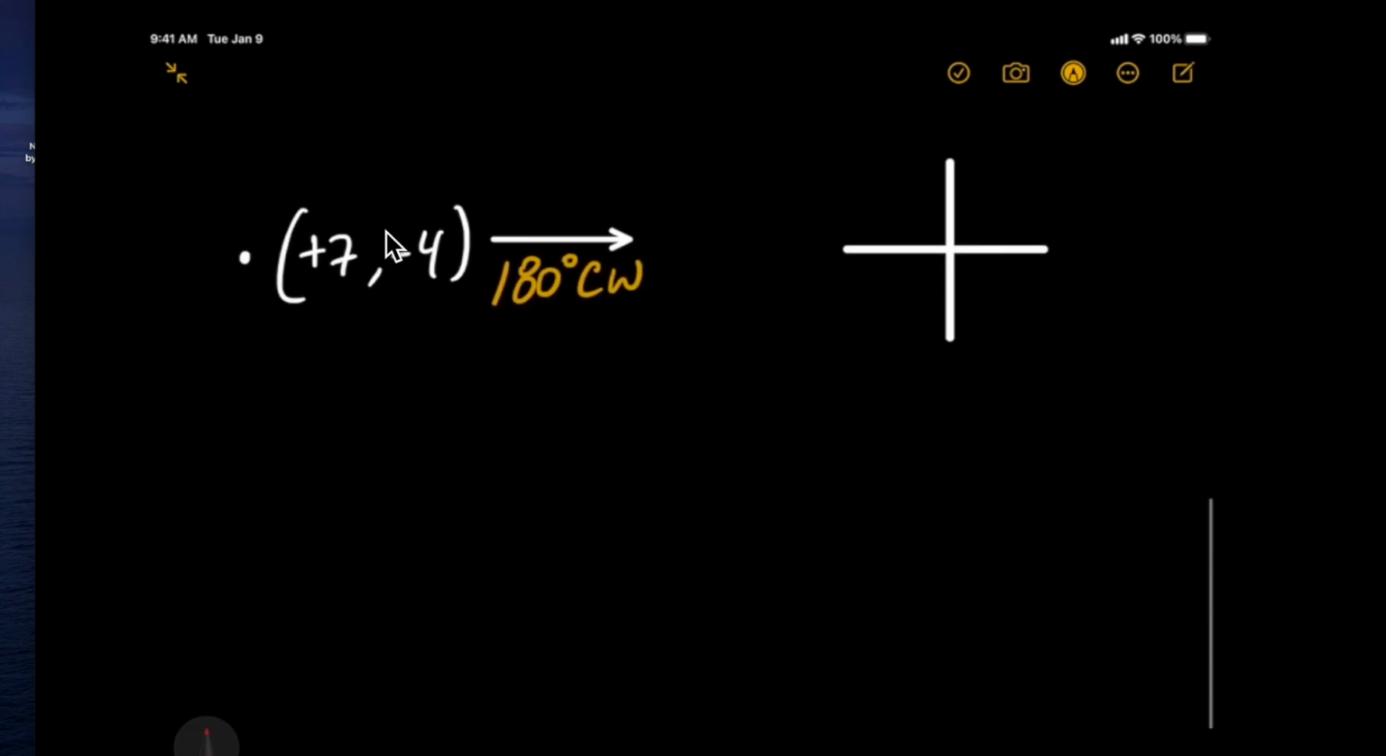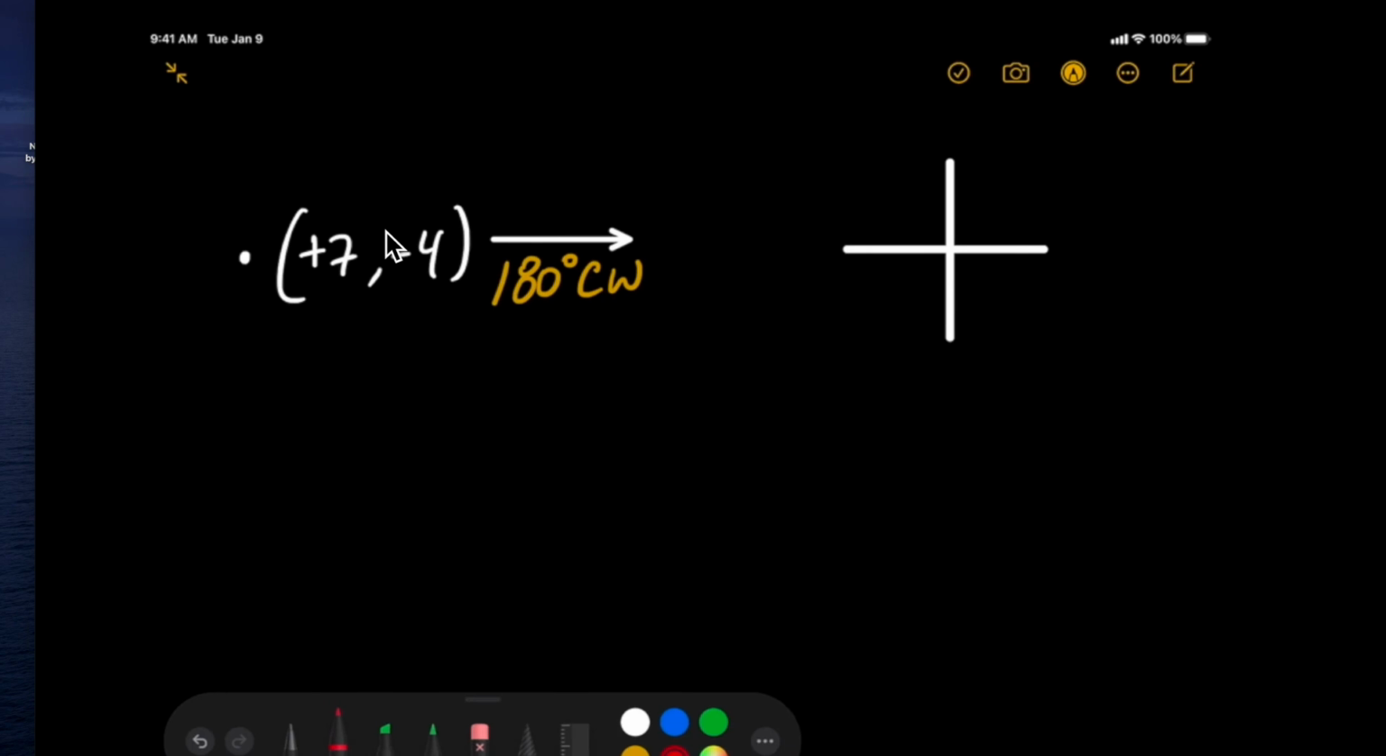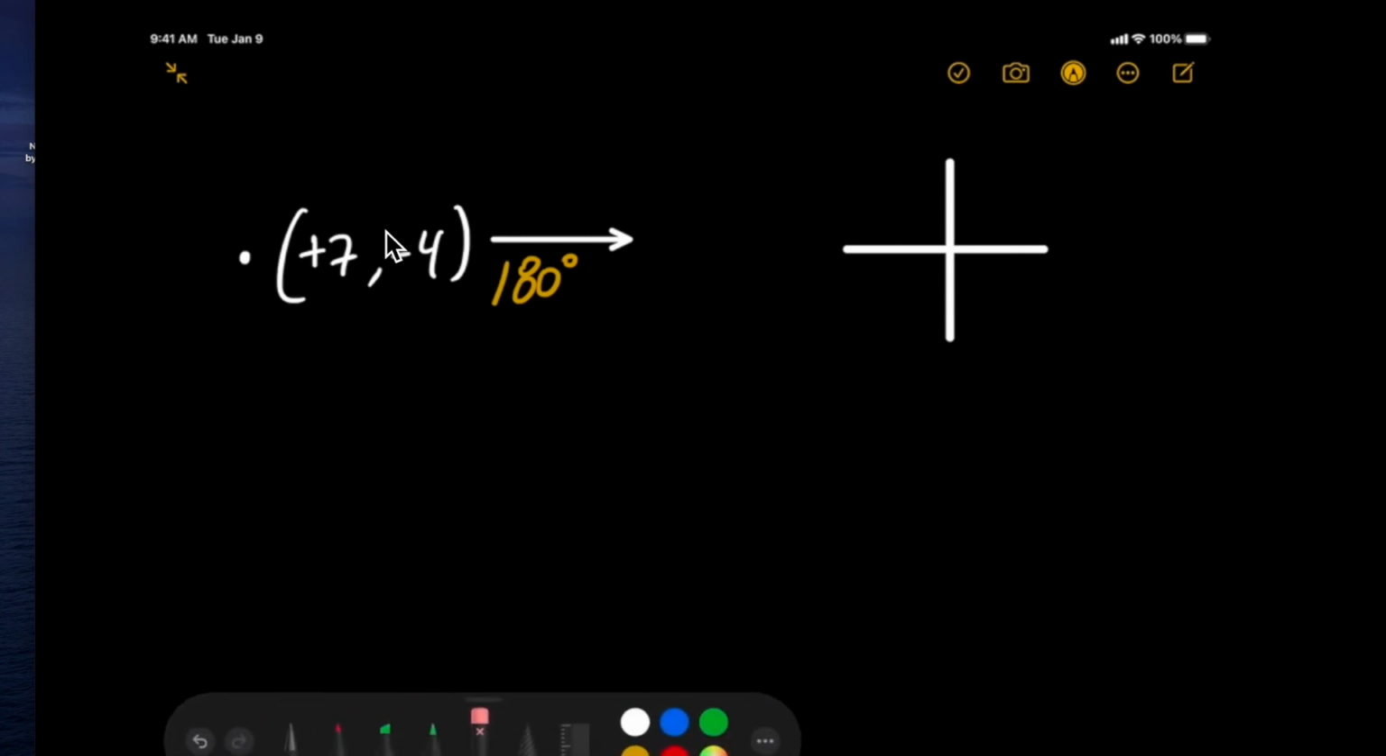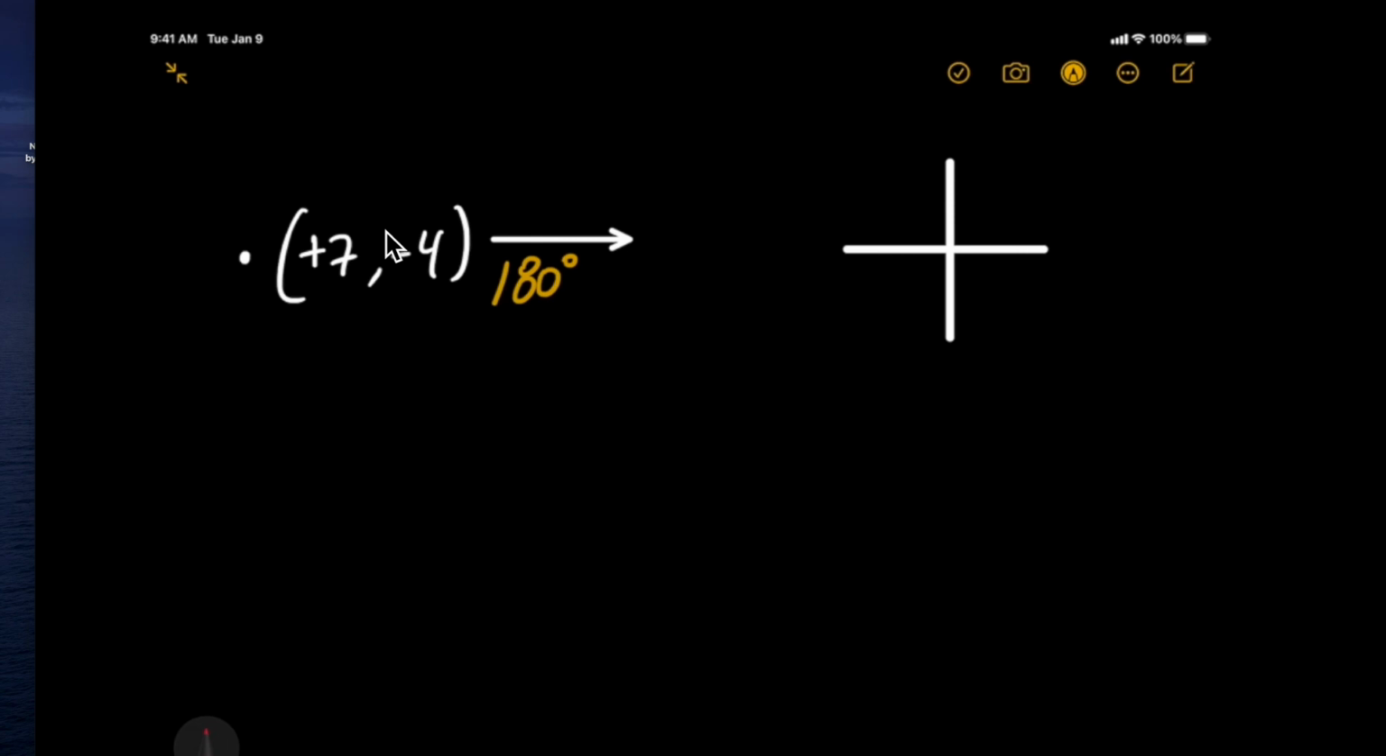One more. We have this 180-degree clockwise rotation. We literally can erase this because it doesn't matter what direction we go in. Let's plot our point. Positive 7, negative 4 puts us in quadrant 4 to start. Let's draw the line to the point of rotation, which is the origin. Let's draw another line which will create the 180-degree rotation. Again, it doesn't matter which way you go. You still are going to end up in the same location, which is quadrant 2.